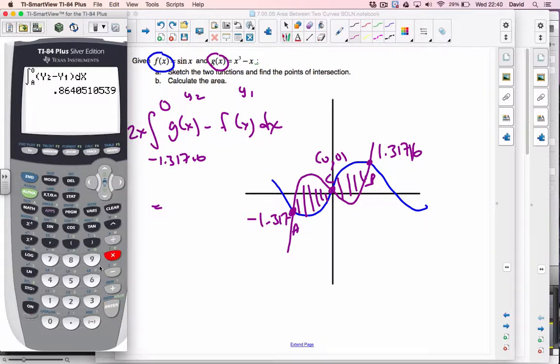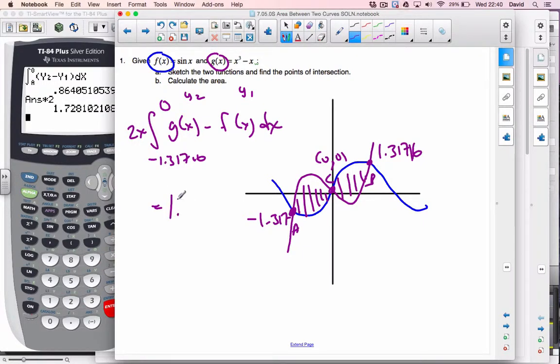Oh, and then I'm going to take it and multiply by 2 because there's 2 parts of it. And this final answer has to be correct to 3 significant figures. So keep your decimals as you go. The alpha A is a neat little trick for that. So there is our area between the 2 functions.